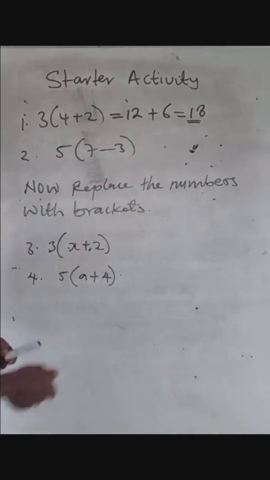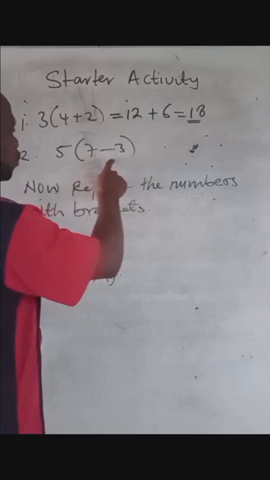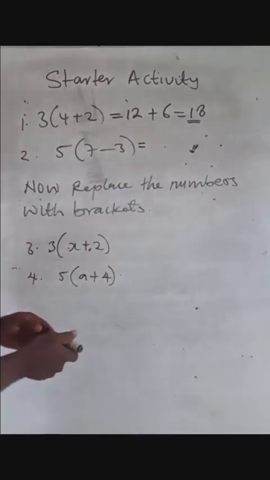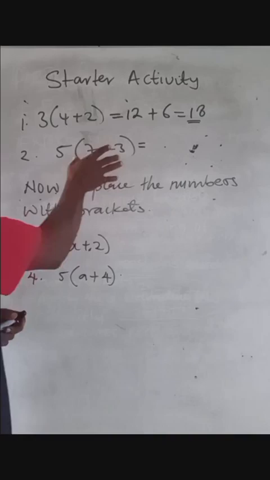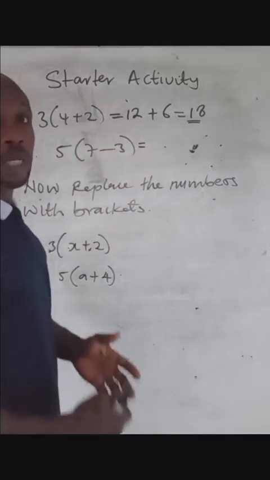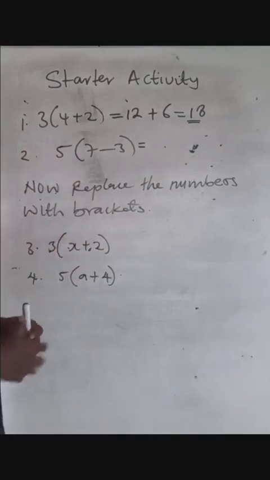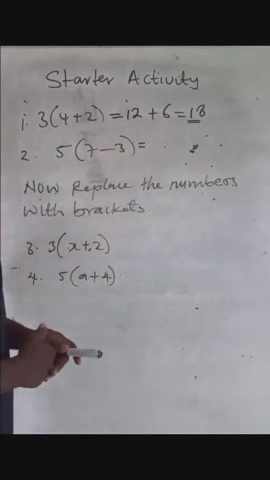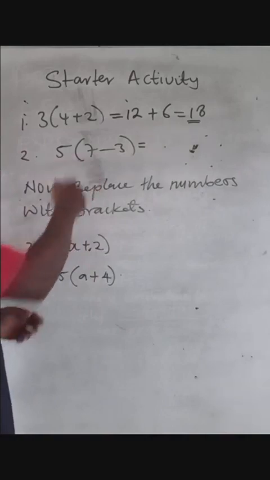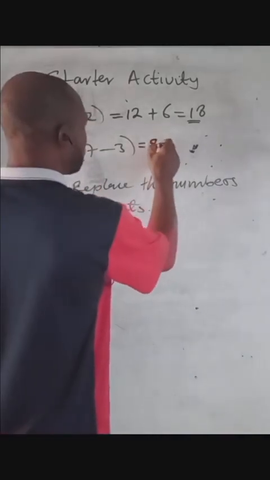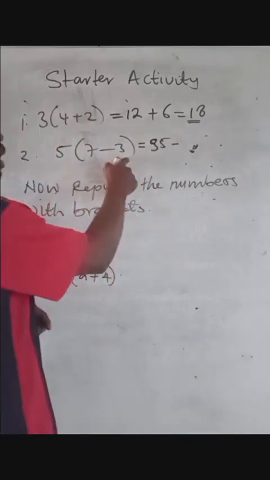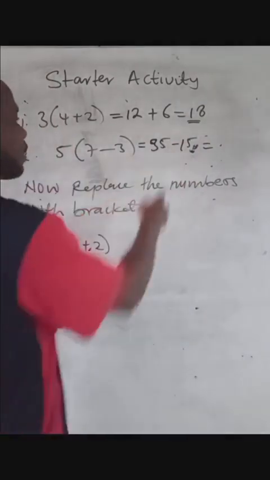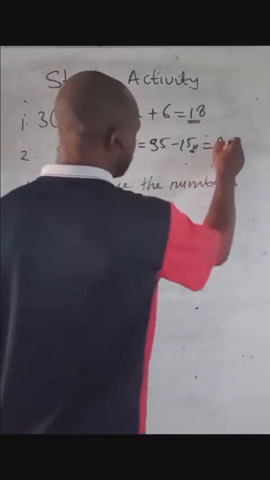Question number 2: 5 multiplied by bracket open 7 minus 3 bracket close. Here again, we are going to do the same thing. What the bracket means is that the number outside the bracket is multiplying each of the numbers inside the bracket. Therefore, 5 multiplied by 7 is equal to 35, minus 5 multiplied by 3 is equal to 15. Therefore, the difference between 35 and 15 is equal to 20.